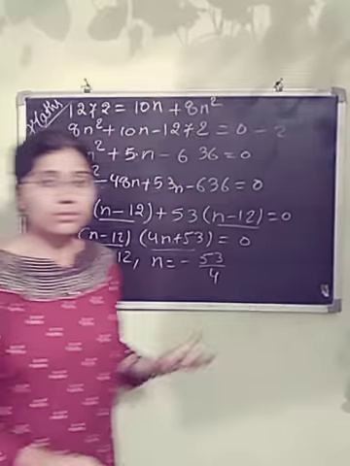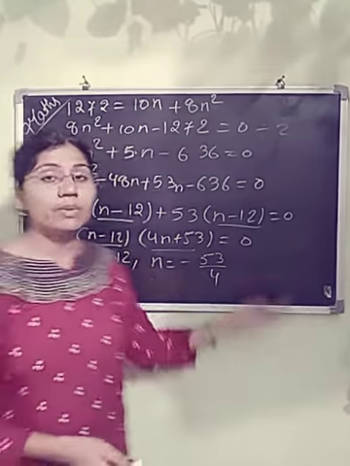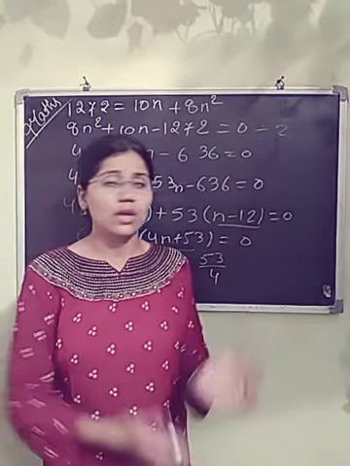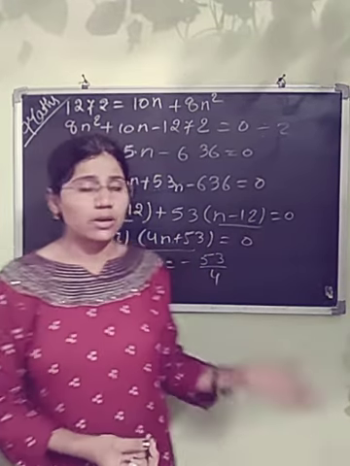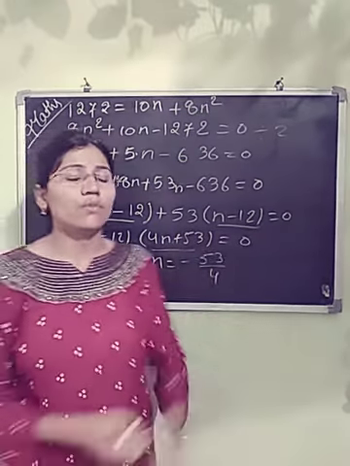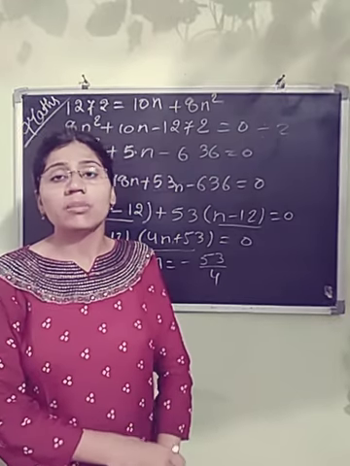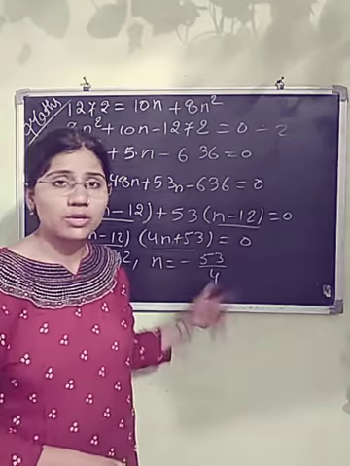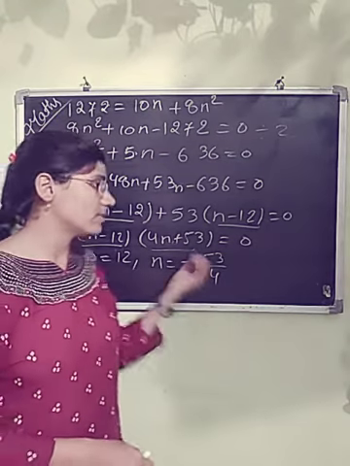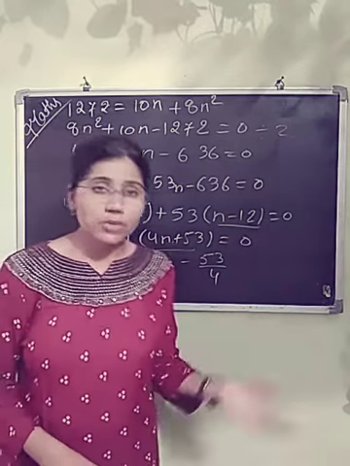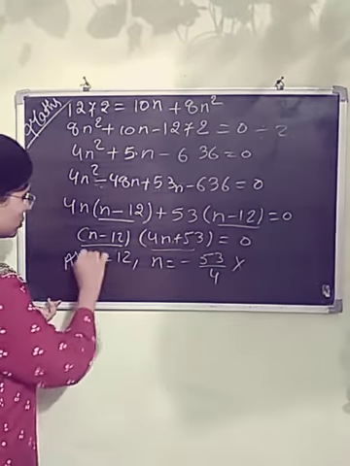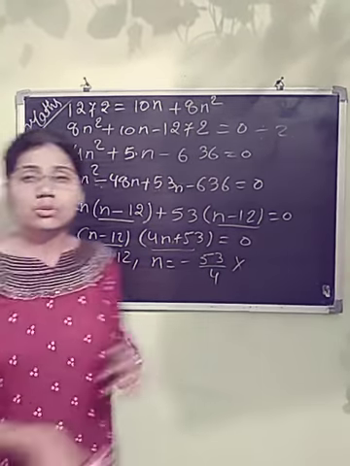Now again there is a question: n cannot be negative. The reason, you know, is that n means the place. The place value we are denoting by n, and the place value of any number cannot be negative, and cannot be a fraction. And here you can see both are coming together, that means negative and fraction both are not possible. That's why you leave this, and the answer of this question will be n equals 12, isn't it?